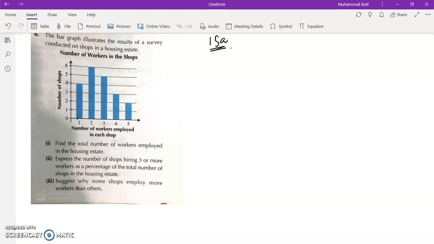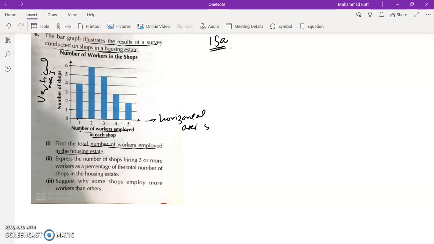The bar graph illustrates the result of a survey conducted on shops in a housing estate. The bar graph is shown in this figure, and the number of workers employed in each shop is located on the x-axis, the horizontal axis, whereas the number of shops is located on the vertical axis. Part A. Find the total number of workers employed in the housing estate.